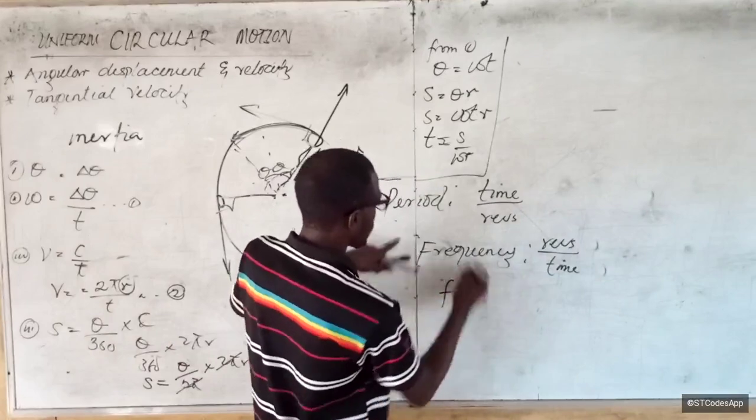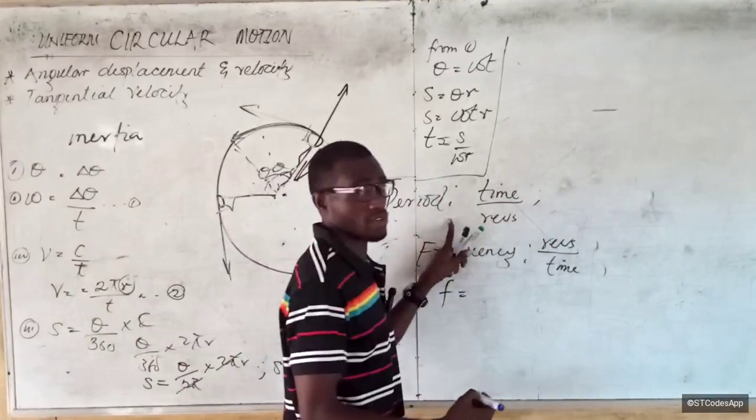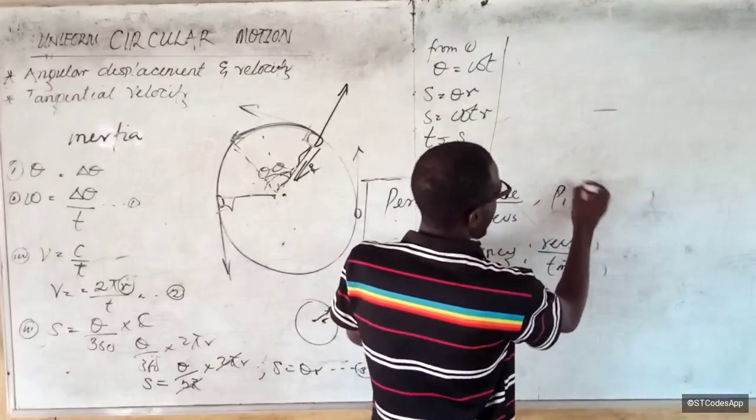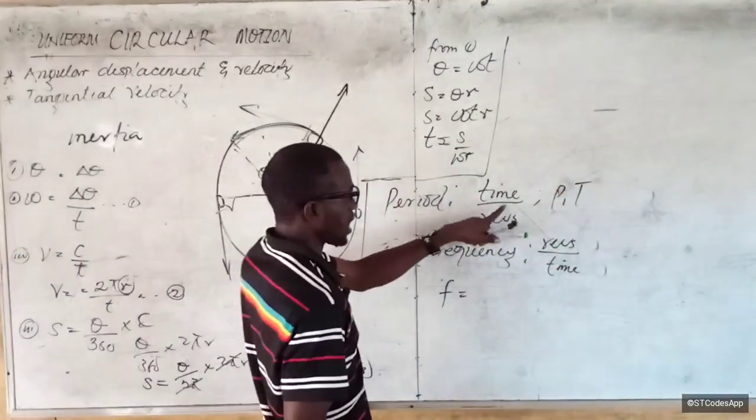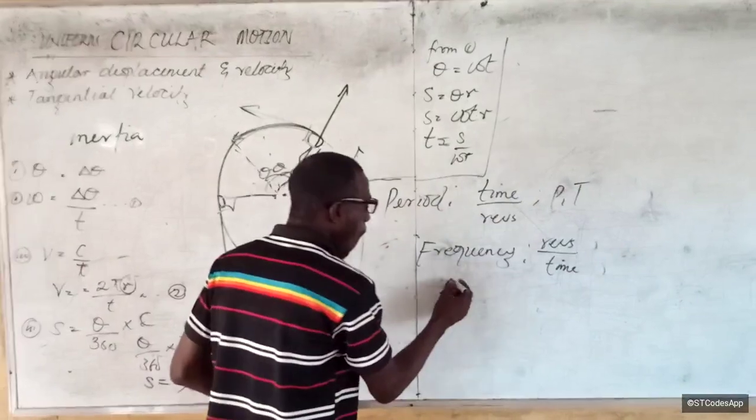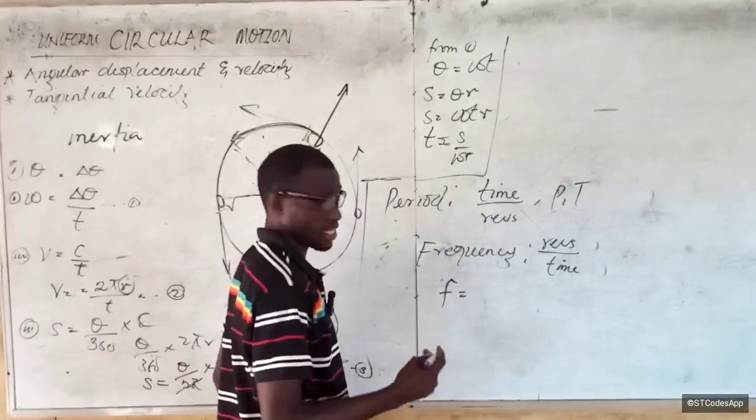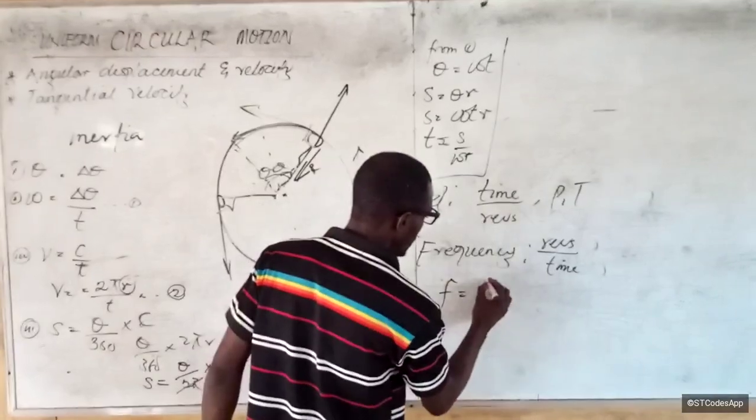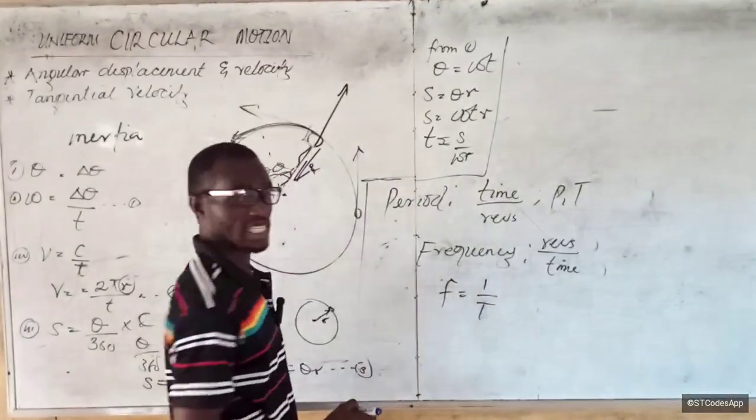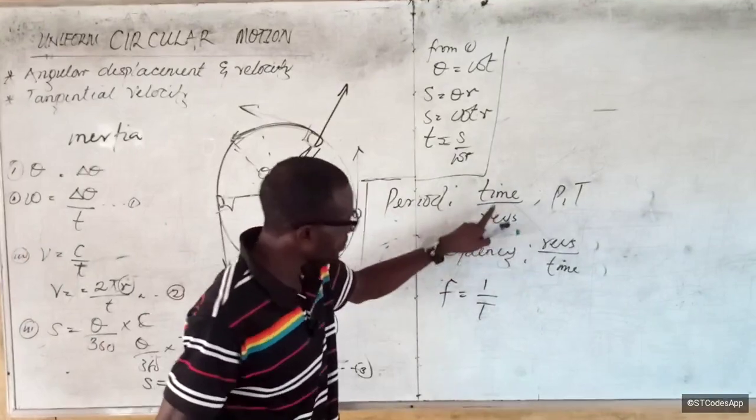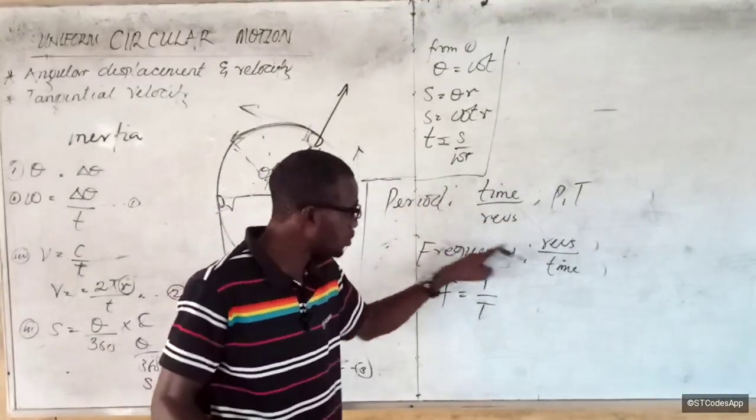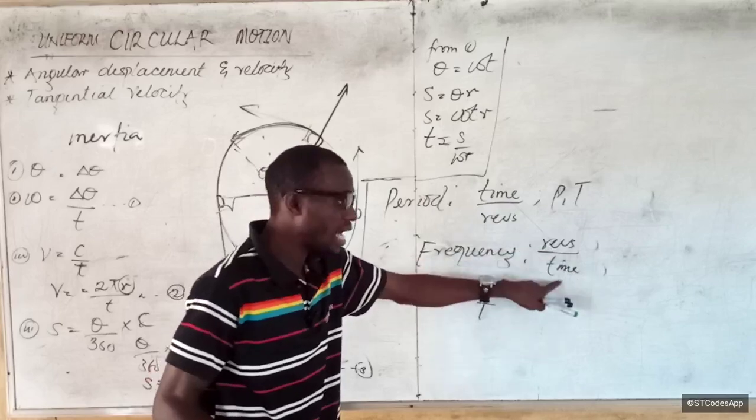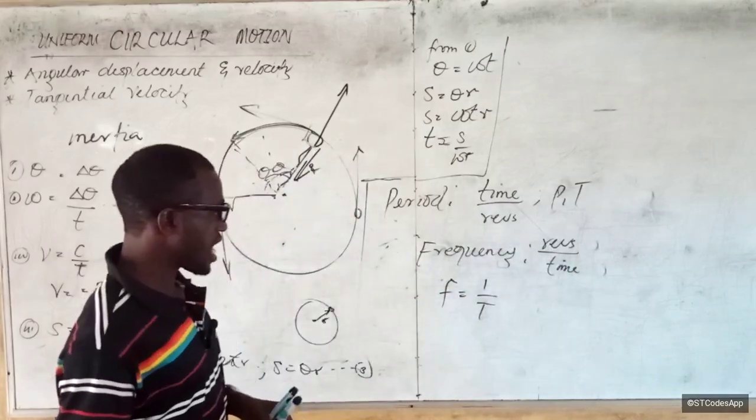This period is given by, depending on the convention used in your textbook, P or T. So T is equal to time over revolution. And frequency, small f, usually that's what it's denoted by, is going to be the inverse of period. Why? Because this period is time per revolution, so this guy is revolutions per time. So that is frequency.